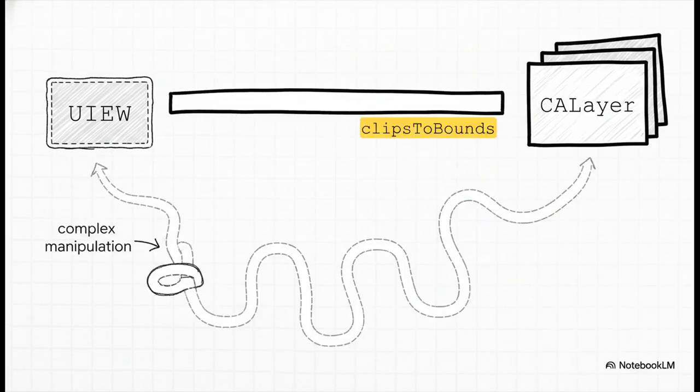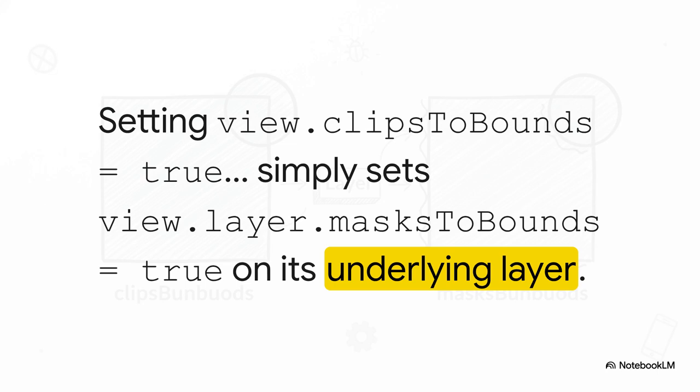And here's the big insight. clipsToBounds is really just a nice little shortcut. It's what we call a convenience property. Basically, the folks at Apple who built UIKit knew we'd be messing with layers a lot, so they gave us an easier way to access a common layer setting right from the view, right? And boom, there it is, the whole mystery solved. When you write view.clipsToBounds equals true, all your code is actually doing behind the scenes is reaching down into that view's layer and setting view.layer.masksToBounds equals true. That's it. It's just a pass-through.